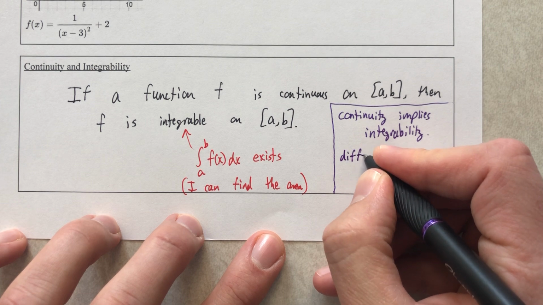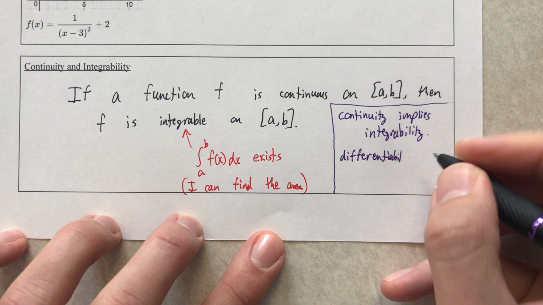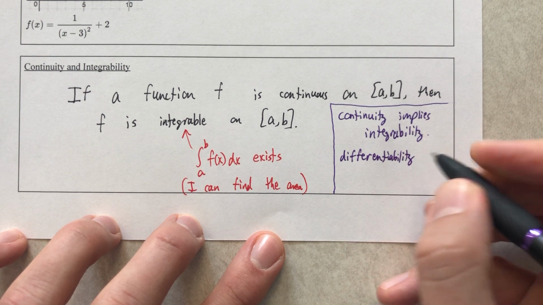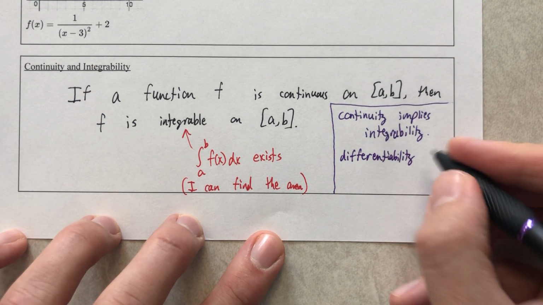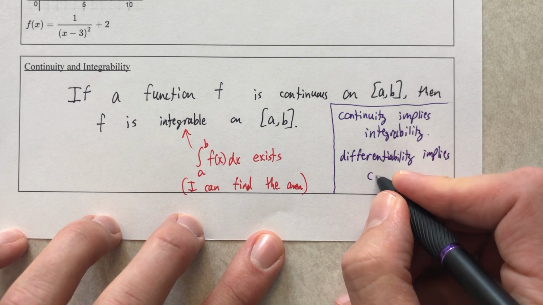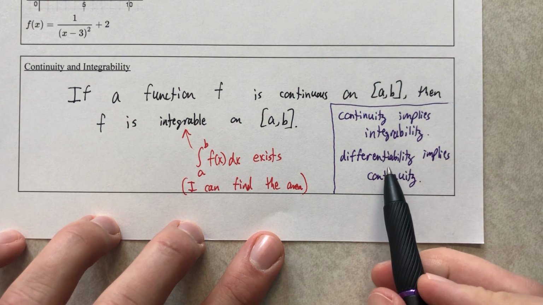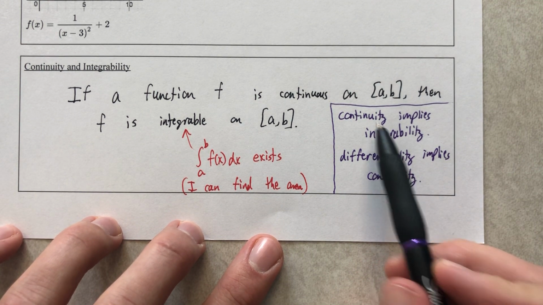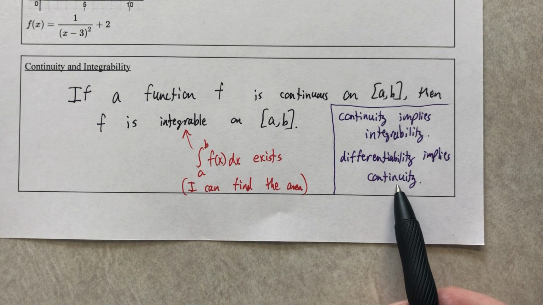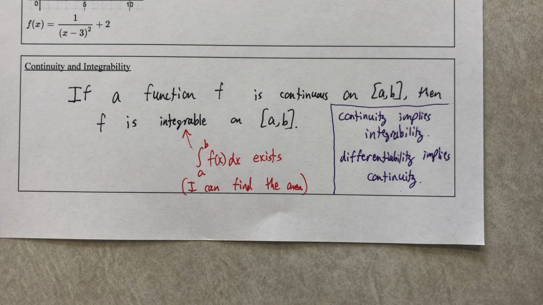And then here's another one. Differentiability, the ability to take a derivative, differentiability, yes, implies continuity. Okay, every differentiable function is continuous. Every continuous function is integrable. Not every continuous function is differentiable. Not every integrable function is continuous. Whew, that was wordy.